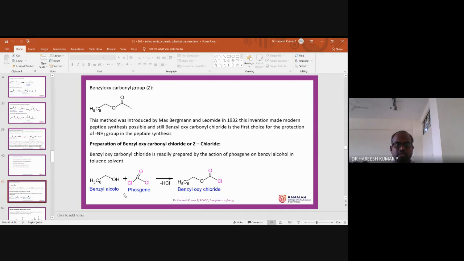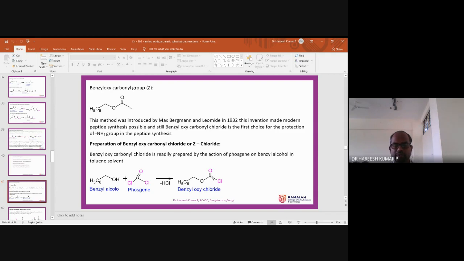So if you want to do this reaction, you can take ethanol in a solvent like methylene dichloride or ethylene dichloride, add a little amount of water and then sodium carbonate, and then add this phosgene to it. So that's all. Once your addition is completed, you will get benzyl oxycarbonyl chloride. That's about the formation of benzyl oxycarbonyl chloride.